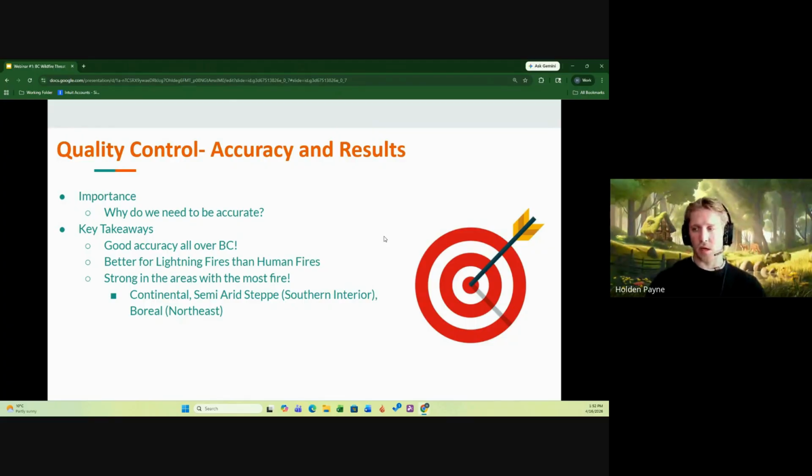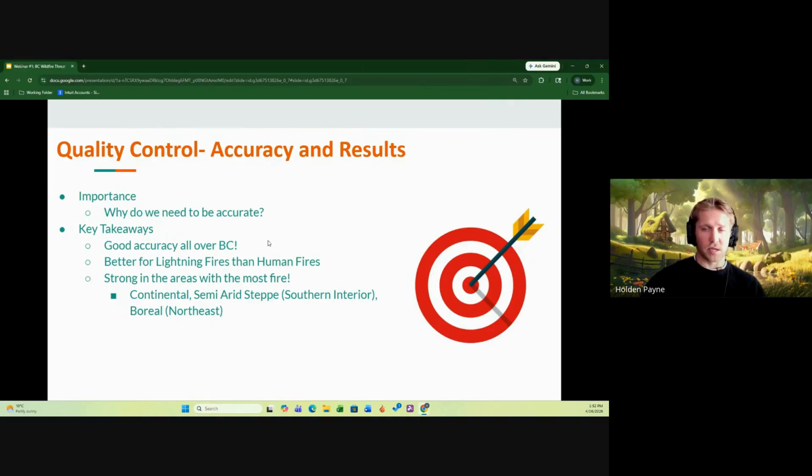A lot of the results will just show a burn probability map, and you're supposed to assume that this accurately predicts the type of fires and the fire behavior we would expect, but we think it's important to demonstrate it. And our key takeaway is that we have really good accuracy all over BC. One of our relevant variables was a mean relative error prediction, and we had less than 30% across BC, which we think is pretty good.